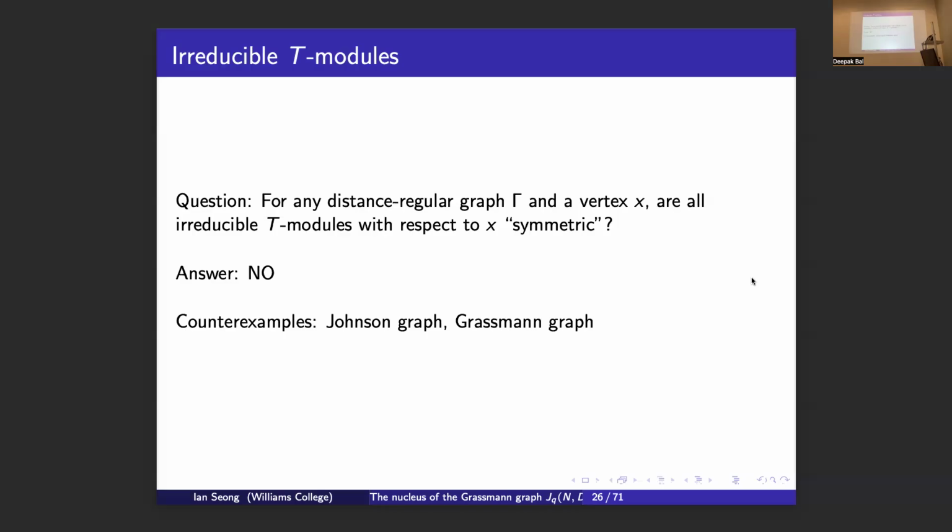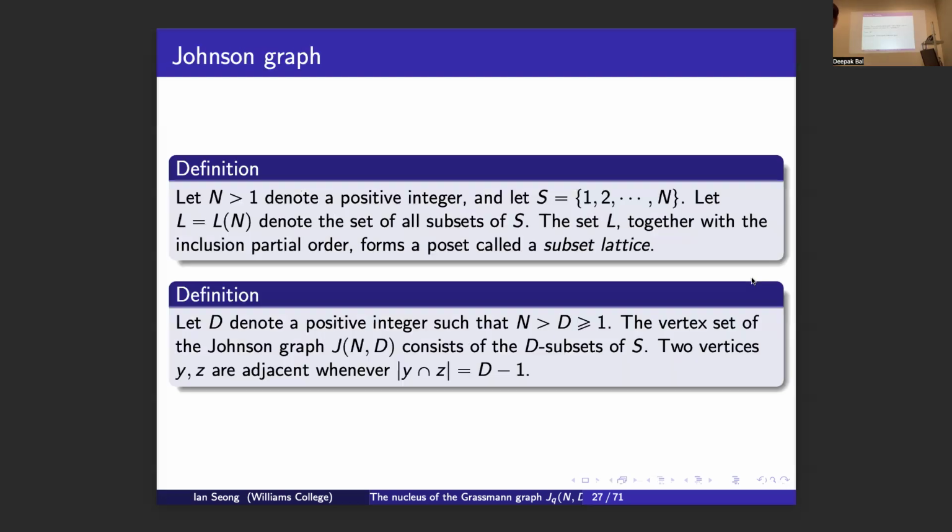So let's have the question of symmetry in mind, and let's actually switch gears to talk about the Johnson graph and the Grassmann graph. Again, the main topic is going to be the Grassmann graph, but in order to understand the Grassmann graph, it's actually better to define the Johnson graph first, and then draw the analogy between the Johnson graph and the Grassmann graph. So we're going to start with the Johnson graph.